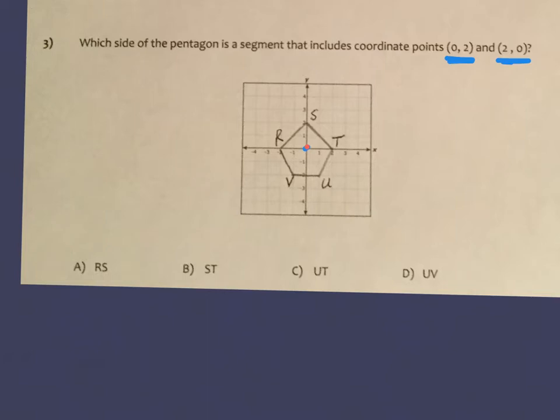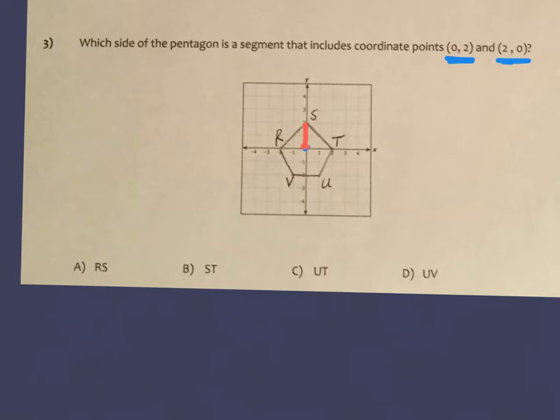Do I move left or right? No, of course not. Since the value is 0, I don't move at all. If the y value is 2, and now it's time for me to jump, do I jump up or down? The answer would be up because 2 is positive. And we're now at 0, 2.